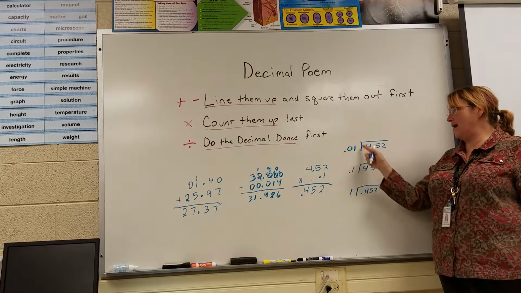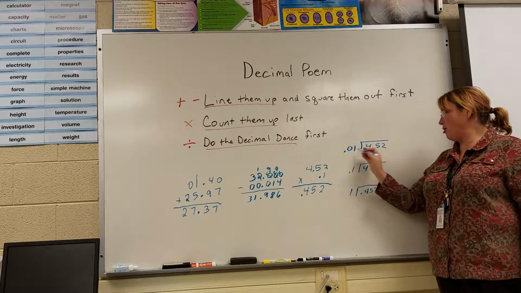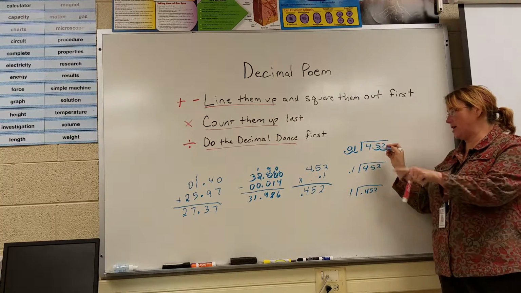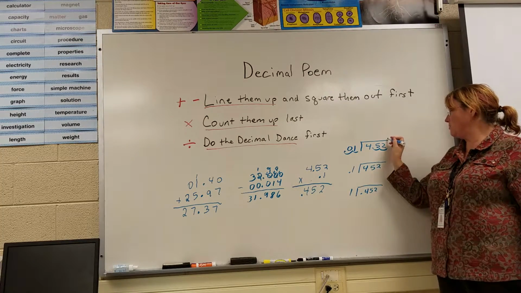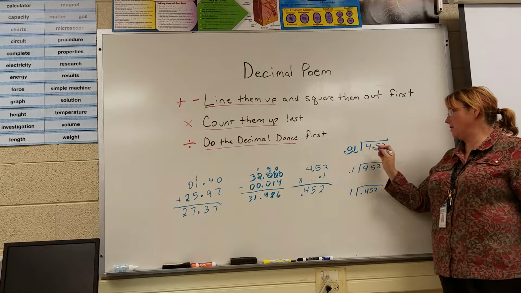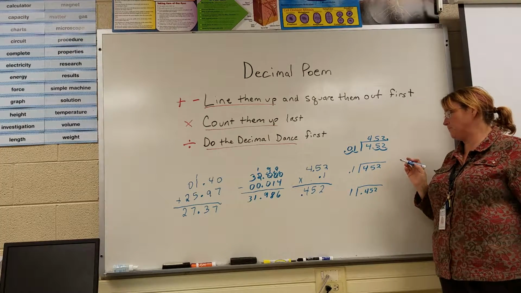When you cannot divide by a decimal, you're going to dance it, and it has a partner. We dance it this way, this one dances too. It's like a sashay. The decimal point goes up into your answer. That was your dancing it first. 1 goes into 4, 1 goes into 5, 1 goes into 2, and you're done.